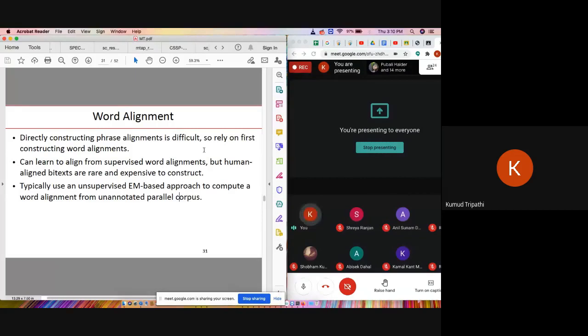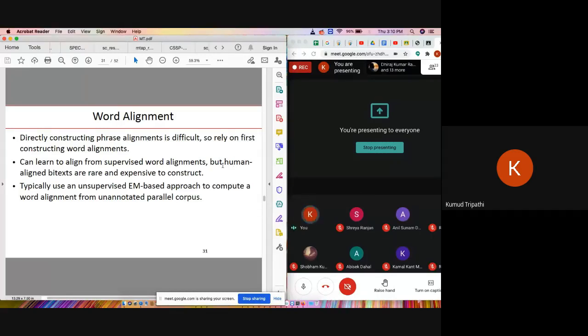So what you can do is perform word alignment. It can be learned from supervised word alignment, but human-aligned text is rare and expensive to construct. There are supervised techniques to perform word alignment, and supervised technique means human-based word alignment. Suppose you have a set of people who are experts in both the source and target languages. They will tell which word in the source language is aligned to which word in the foreign language.